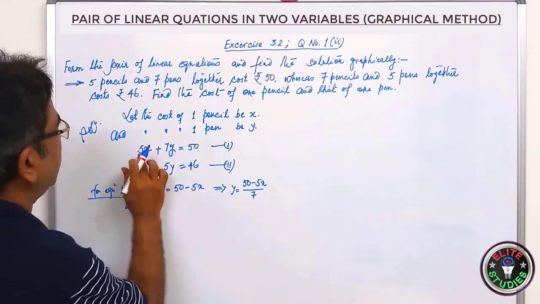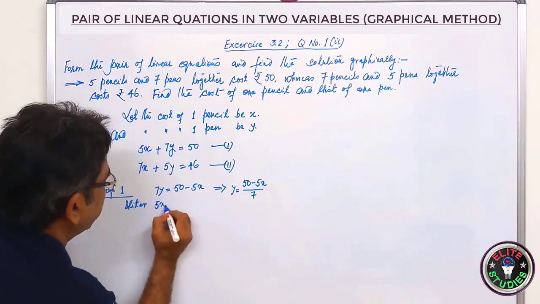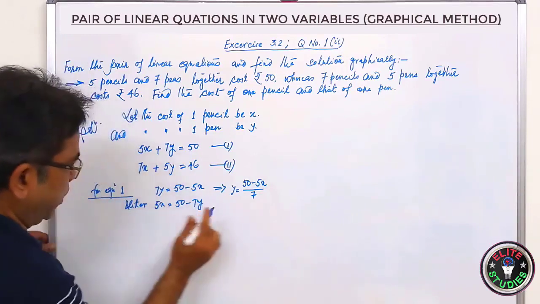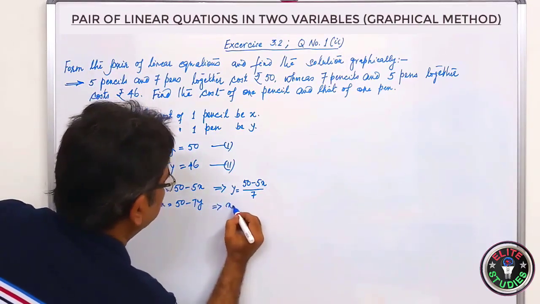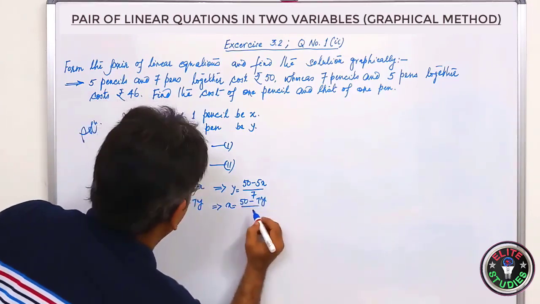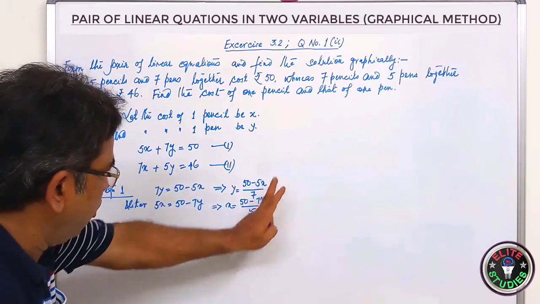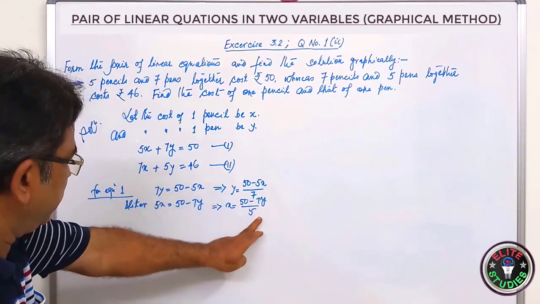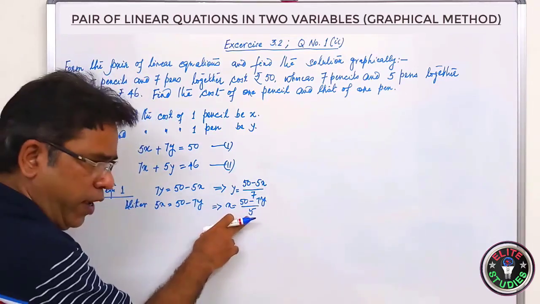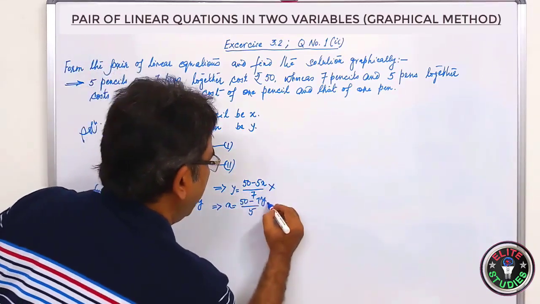If you consider an alternate way, try to express X in terms of Y. So it will be 5X is equal to 50 minus 7Y. Here it will give you X is equal to (50 minus 7Y) by 5. So either you can consider this or you can consider this. But it is better to consider this. Why? Because division by 5 is more convenient than division by 7. So we will not prefer this, we will prefer this.